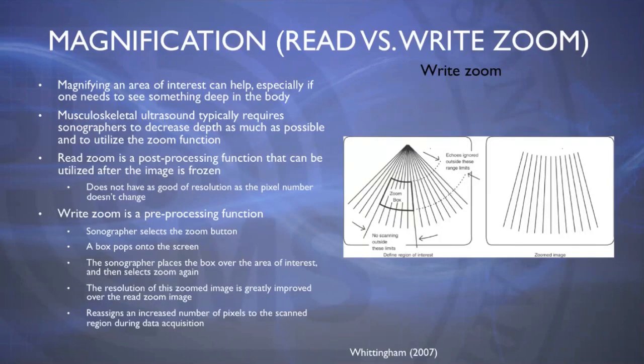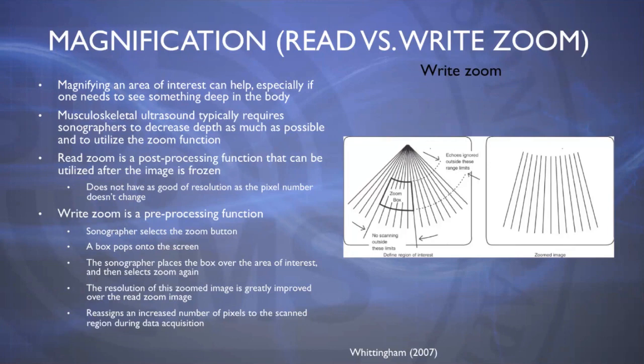Moving on now to magnification, read versus write zoom. Magnifying an area of interest can help, especially if one needs to see something deep in the body. But with MSK ultrasound, we typically have sonographers decrease our depth as much as possible and then maybe utilize the zoom function if the depth can't be decreased anymore.